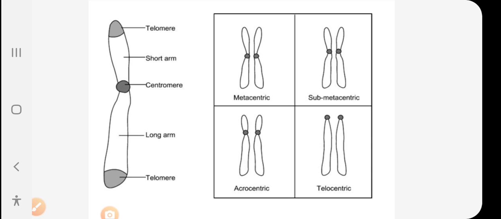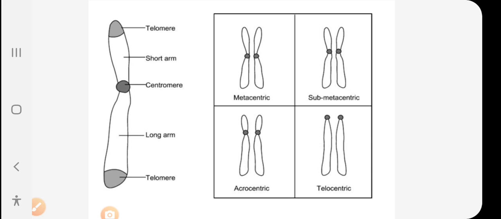The last one is the metacentric chromosome. That means the centromere position is the center of the chromosome, so the two arms are equal. During the separation of the chromosomes in anaphase, this chromosome looks like a V shape. So based on the position of the centromere, the chromosomes are of four types.